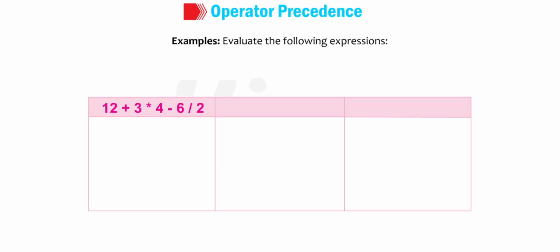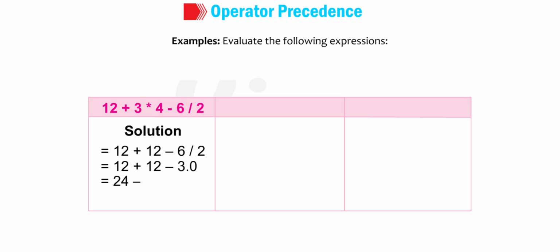12 plus 3 into 4 minus 6 divided by 2. Solution equals to 12 plus 12 minus 6 by 2. That is equal to 12 plus 12 minus 3.0. That is equal to 24 minus 3.0, which is equal to 21.0.